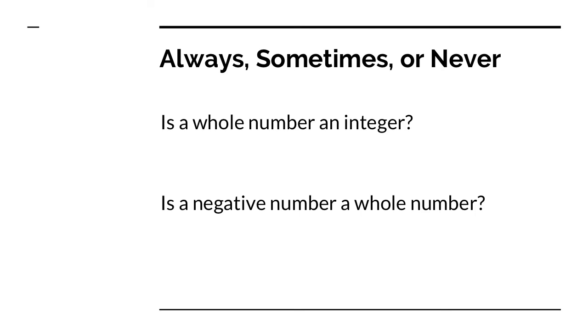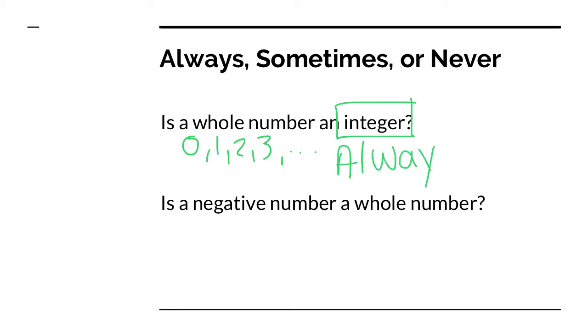All right, whole numbers. 0, 1, 2, 3, and so on until infinity. Would those belong on the number line? They always do. A whole number is always an integer. And then a second one, is a negative number a whole number? Well, again, here are my whole numbers. I don't see any negatives, so that is never. All right, we are all done with the lesson. Congratulations.